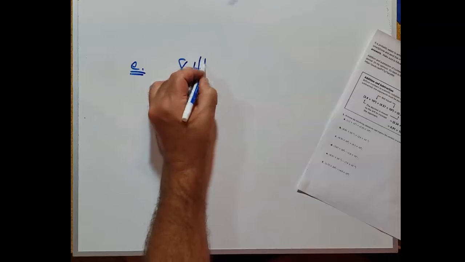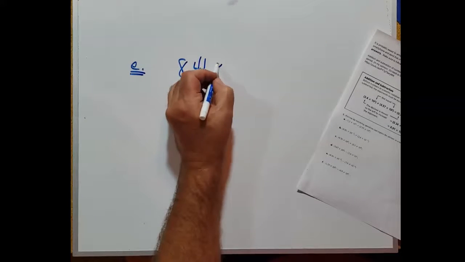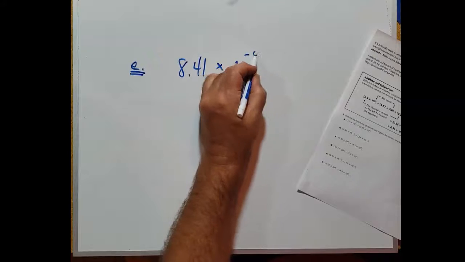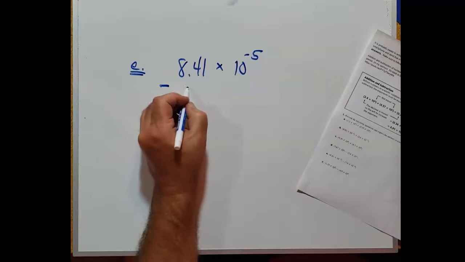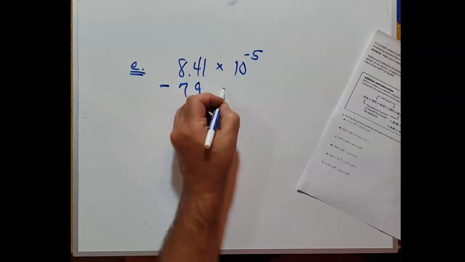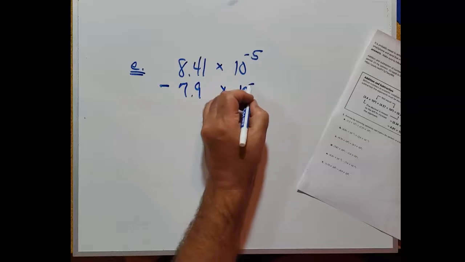All right. And I'm going to go ahead and do part E of the homework. 8.41 times 10 to the minus 5. I'm going to subtract from that 7.9 times 10 to the minus 6th.